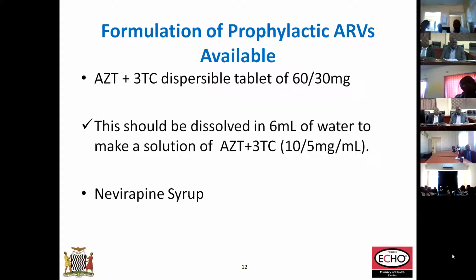Therefore, the best that one can do is to mix the tablet in 6 ml of water. It will give you the same amount of drug per meal. If we say 10 tablets in 60 ml, it will give you 10 milligrams of AZT and 5 milligrams of lamivudine per meal, similar to the 6 ml. So this is, I think, better because it will be consumed in a short time before the drug goes bad. The other formulation you have is nevirapine syrup.